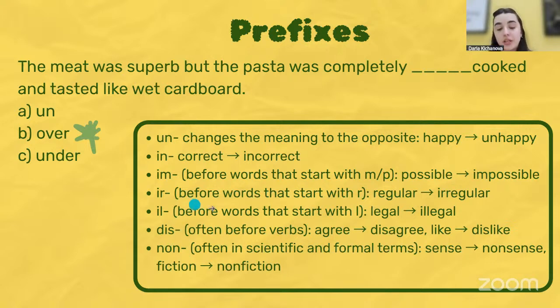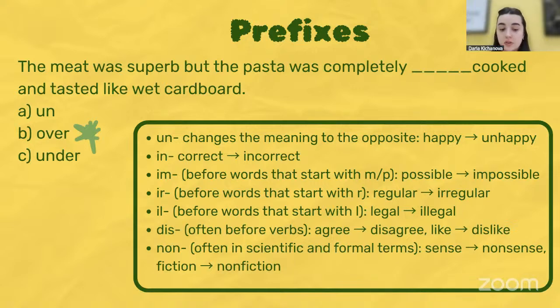Ill, we need to write before the word that starts with L. Legal, illegal. Pay attention that we can use it with verbs. Often we use dis with verbs like agree, disagree, like, dislike, able, disable. And non, we can often see in scientific and formal terms.